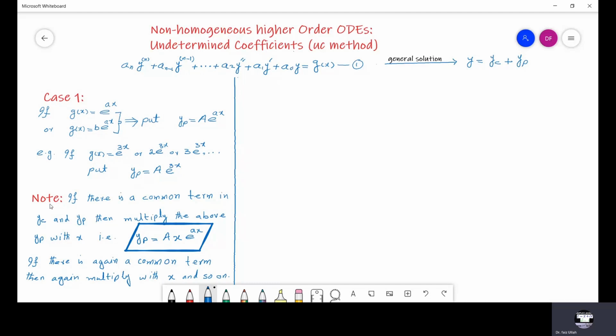Now this note is important. If there is a common term in yc and this yp, then yp should be multiplied with x. In that case, we shall put yp is equal to ax e power x. And if there is again a common term ax e power ax in yc, we shall put yp is equal to ax square e power x, and so on.